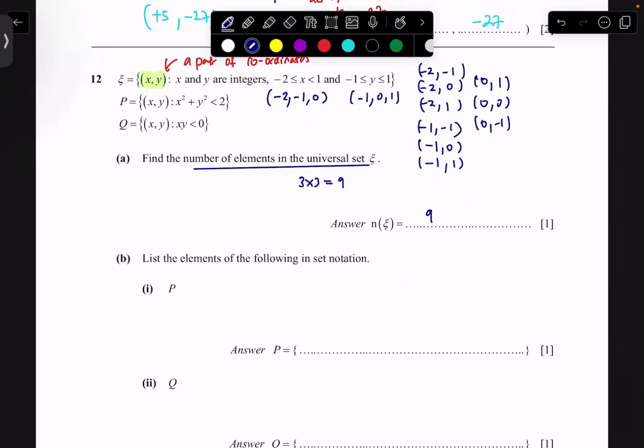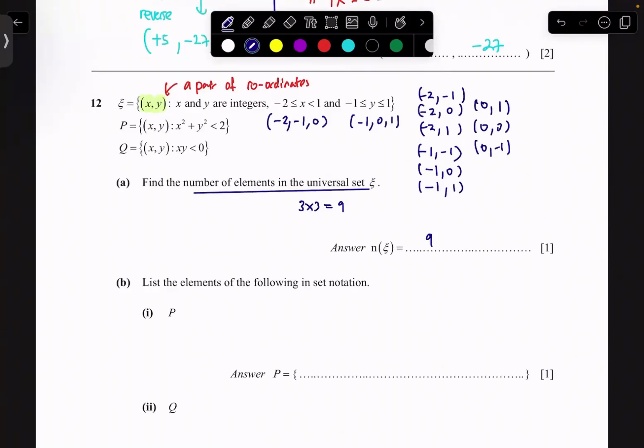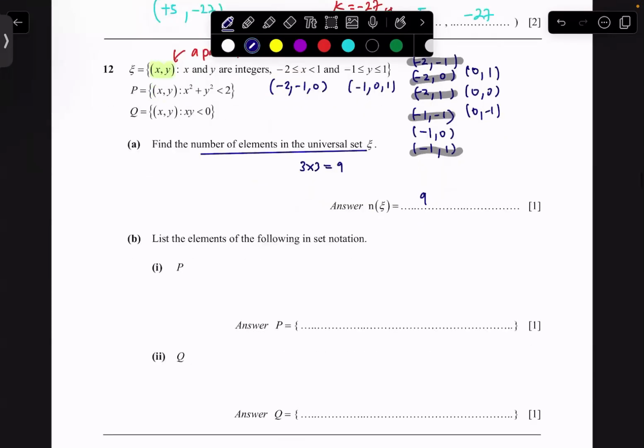P is (x, y) such that x squared plus y squared is less than 2. So let's say I list down the elements like that. This one cannot be in P. This one also cannot. This one can. Then this one cannot. This one can. So 1, 2, 3, 4. There are 4 elements in P. So P can have the elements (negative 1, 0), (0, 1), (0, 0), and (0, negative 1).